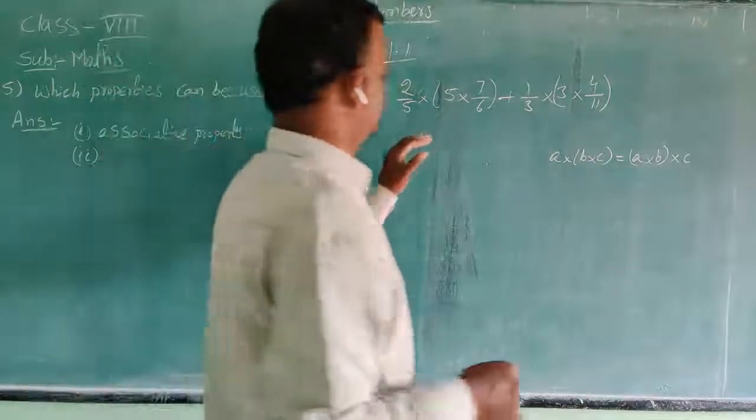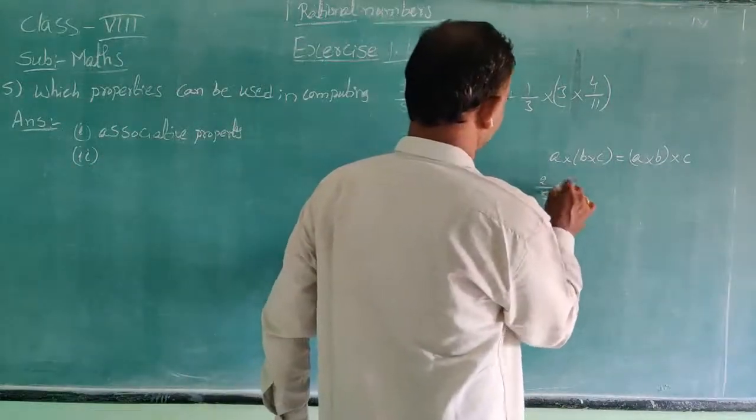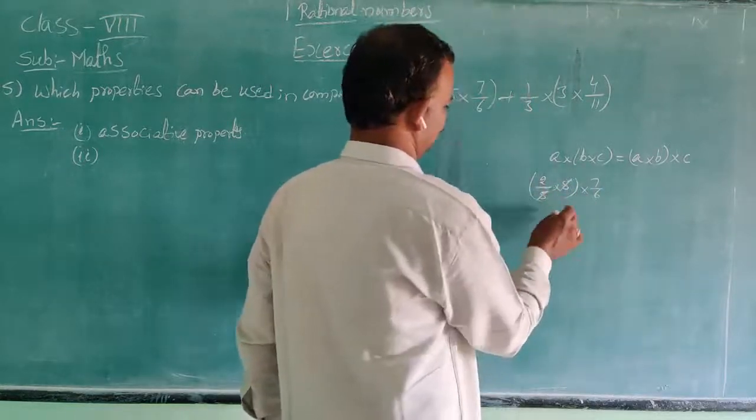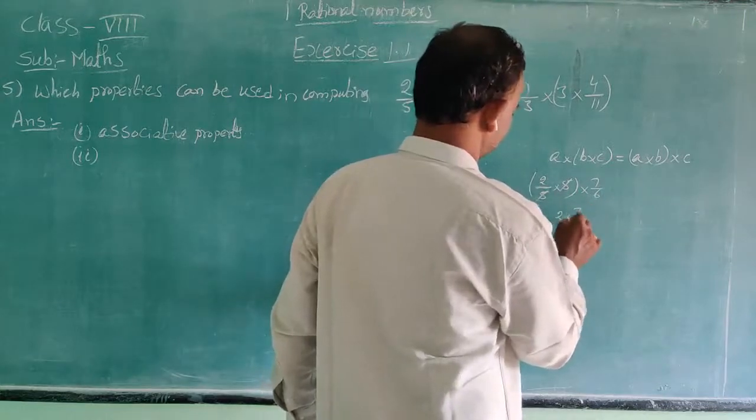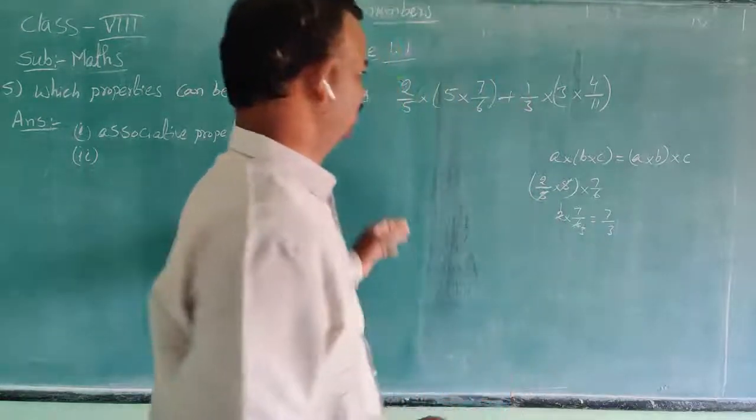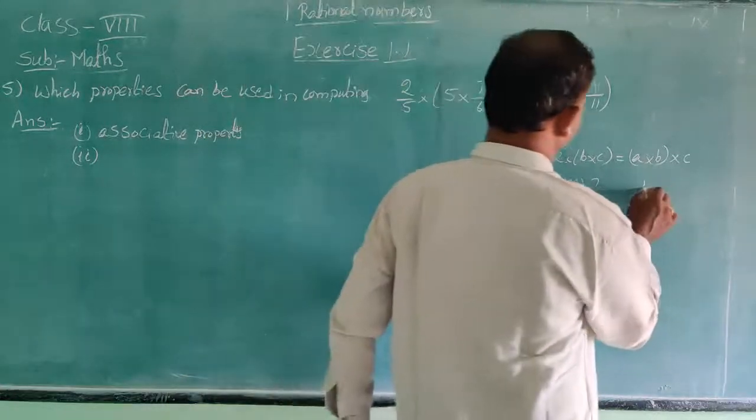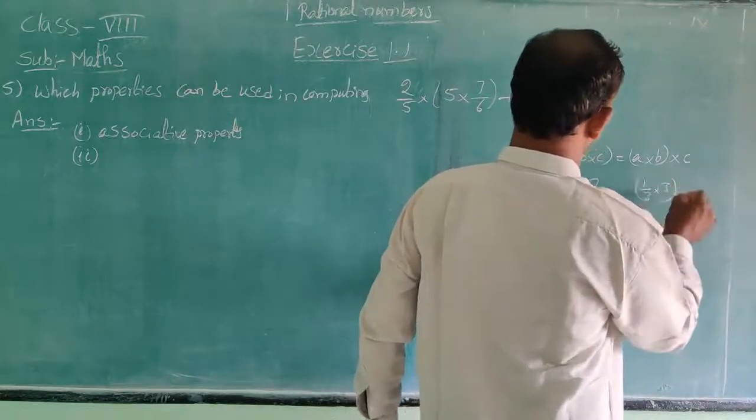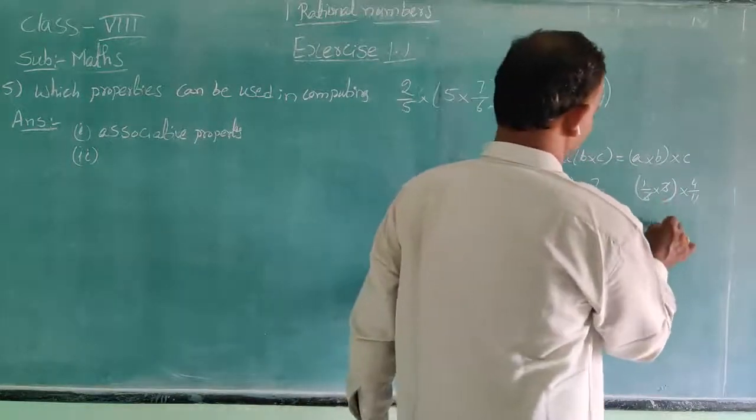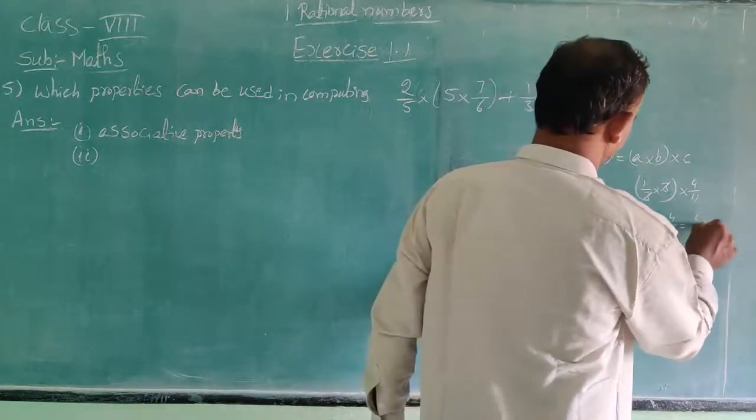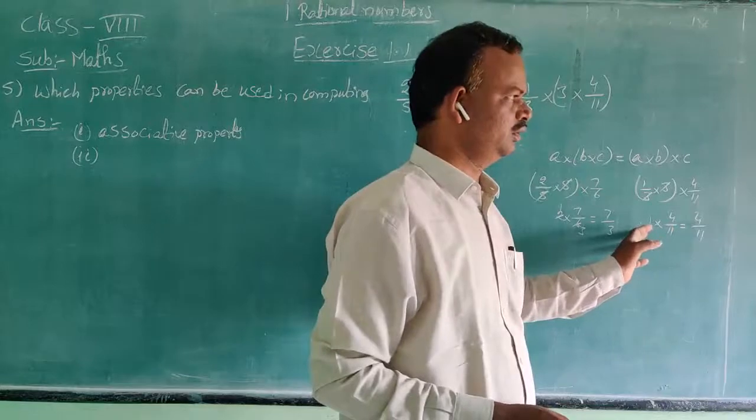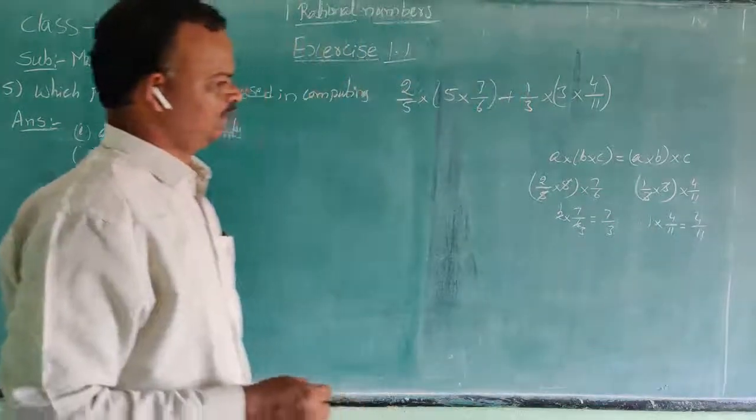Here 5 are cancelled. That means 2 by 5 into 5 into 7 by 6. 5 cancel. 2 ones are 2, 2 into 7 by 6. 2 ones are 2, 2 threes are 6, that is equal to 7 by 3. First value is 7 by 3. And the second value is 1 by 3 into 3 into 4 by 11. 3 cancel. Here value is 1. 1 into 4 by 11 is equal to 4 by 11. That means 1 into A or A into 1 is equal to A. This is the multiplicative identity.